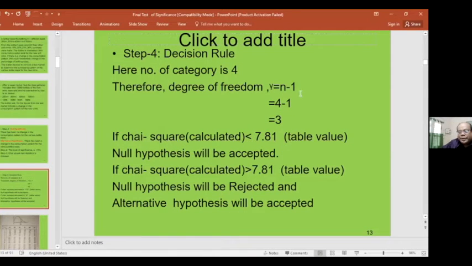For two samples, it is N1 plus N2 minus 2. Why will you say minus 1 always? Now, without violating the restriction of x1 plus x2 plus x3 plus x4 equal to 100, to how many values do you have the freedom to assign? Let me repeat once again: x1 plus x2 plus x3 plus x4 equal to 100.